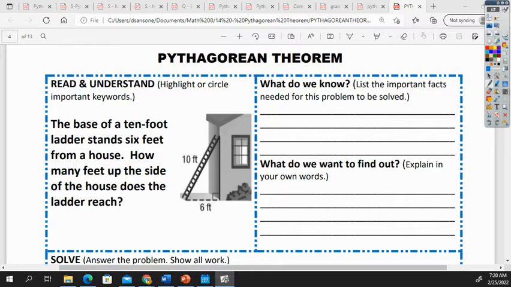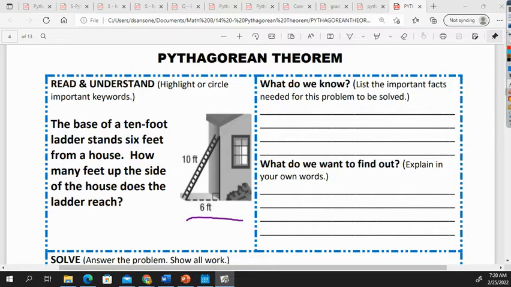So the first thing I see is it says read and understand. Highlight or circle the important keywords. So as we go through here, make sure you highlight, circle, or underline any keywords we see. And obviously we're going to take important care to look at that picture.